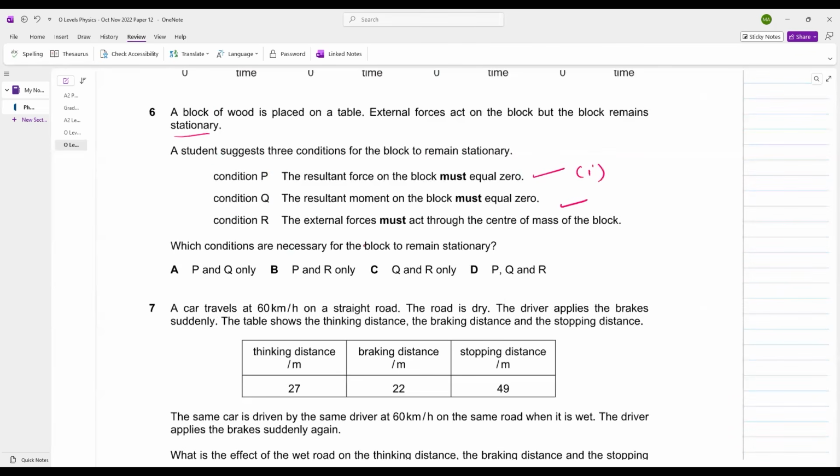The resultant moment on the block must be equal to zero. This is the second condition for equilibrium. The external forces must act through the center of the block. That is not necessary. Only P and Q are your conditions for equilibrium.